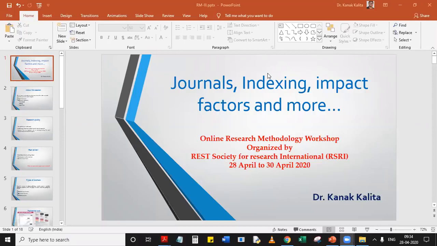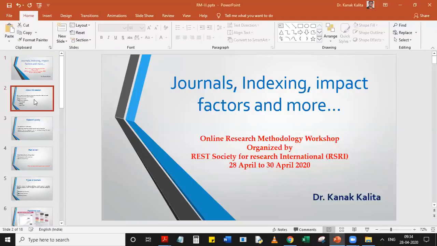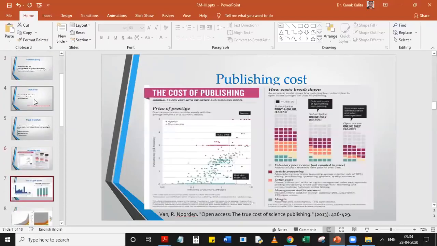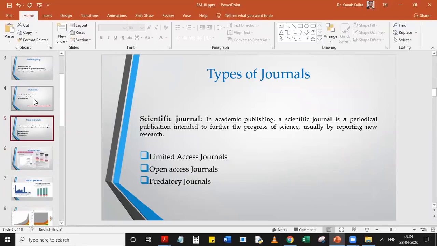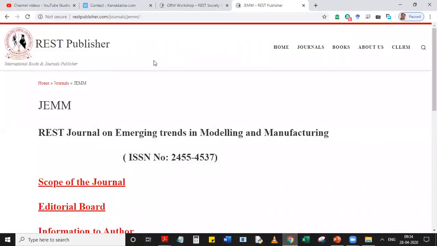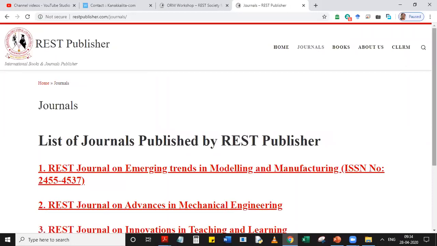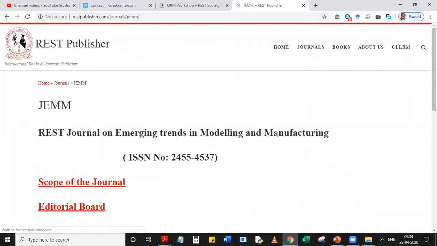So we're discussing journals, indexing, impact factors, and more. We were discussing open access journals, and in that context I was telling you about the RSRI group that we run, a separate publishing website called restpublisher.com. In that we have a few journals. All the journals are open access, but we do not charge any money from the authors. Rather, the rest publishers or the RSRI society sponsors all your papers so that they are freely available to the readers.